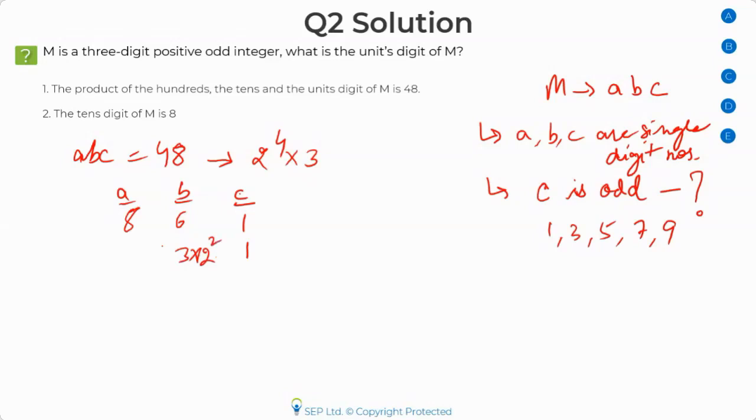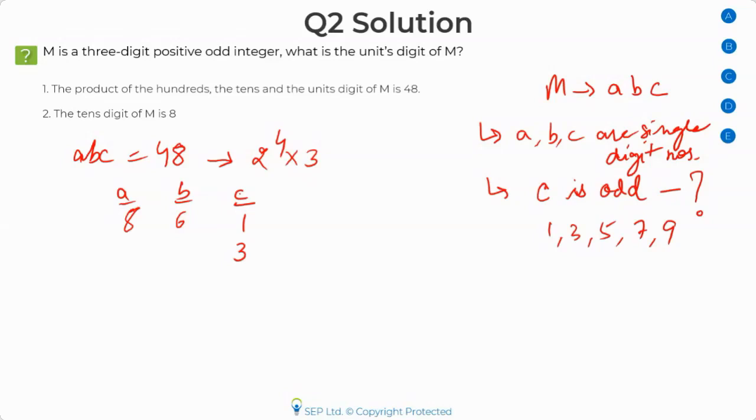Can I try to give 3, 2, 2s? If I try to do that, I will end up with 12, which is again a double digit number, so it is not possible. So with 1, I can only have one case, which is 8 and 6. Now I will try giving the value of C as 3.